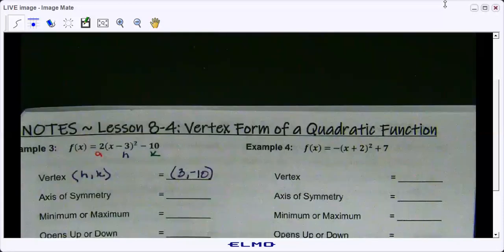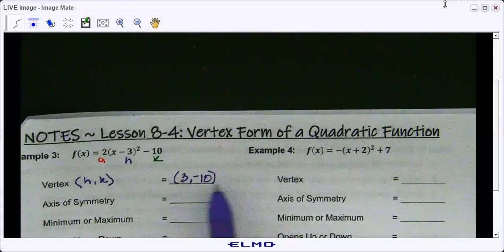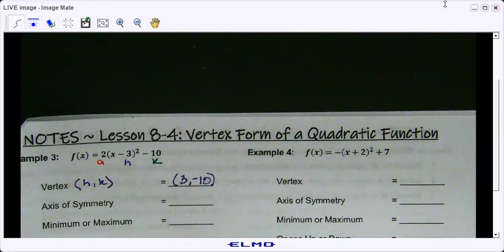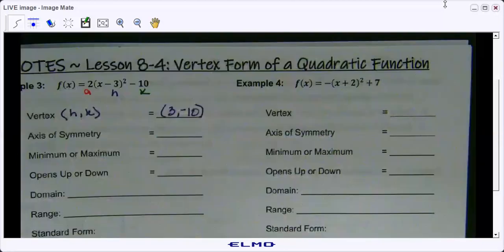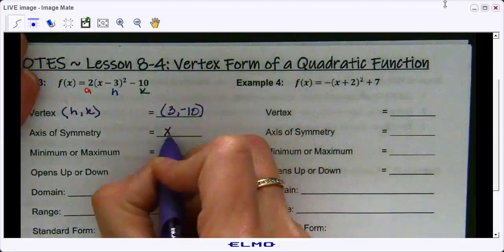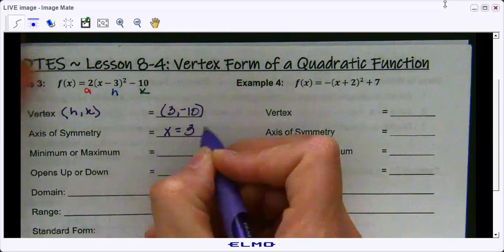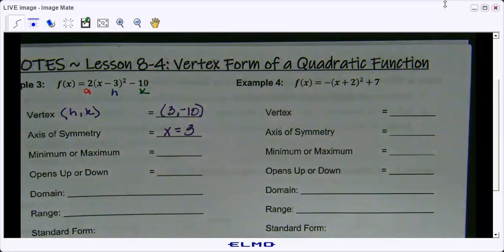All right. So if you remember, if our vertex is 3, -10, we should know our axis of symmetry. So what is our axis of symmetry when the vertex is 3, -10? 3. So x equals 3. Okay, we want to know if this is a minimum or maximum, and this has everything to do with how the graph opens. Does it open up or does it open down? So Keegan, will this graph open up or down, and how do you know?